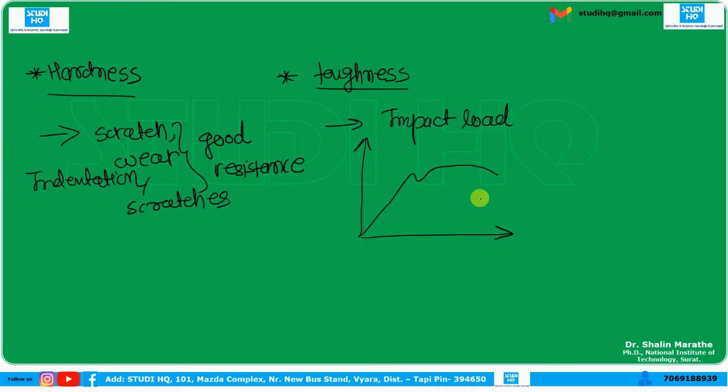Or we know this graph, the entire area under this engineering stress strain curve also indicates toughness, but it is known as modulus of toughness. Okay, that is related to impact strength. This indicates impact strength.